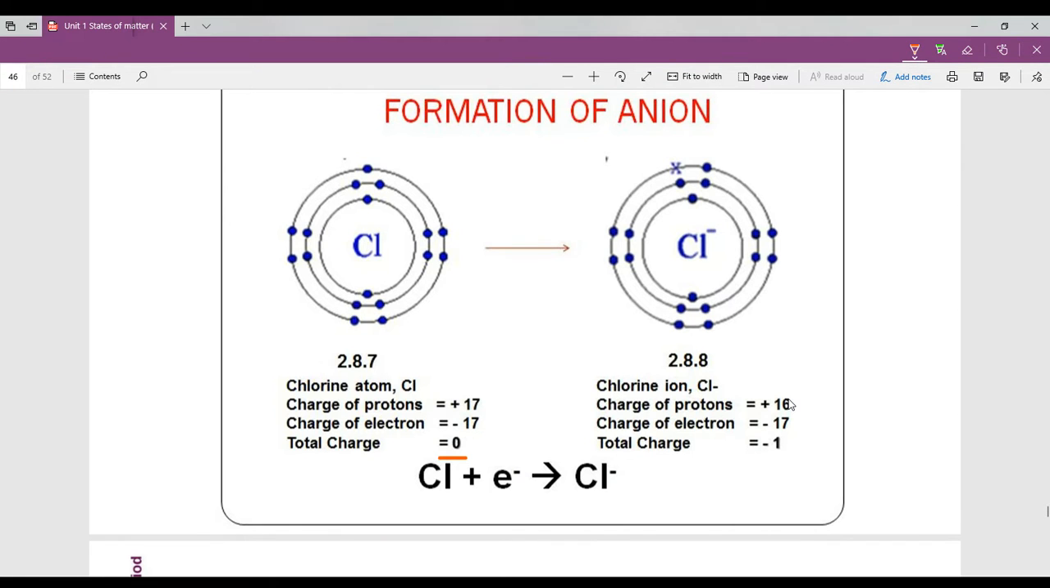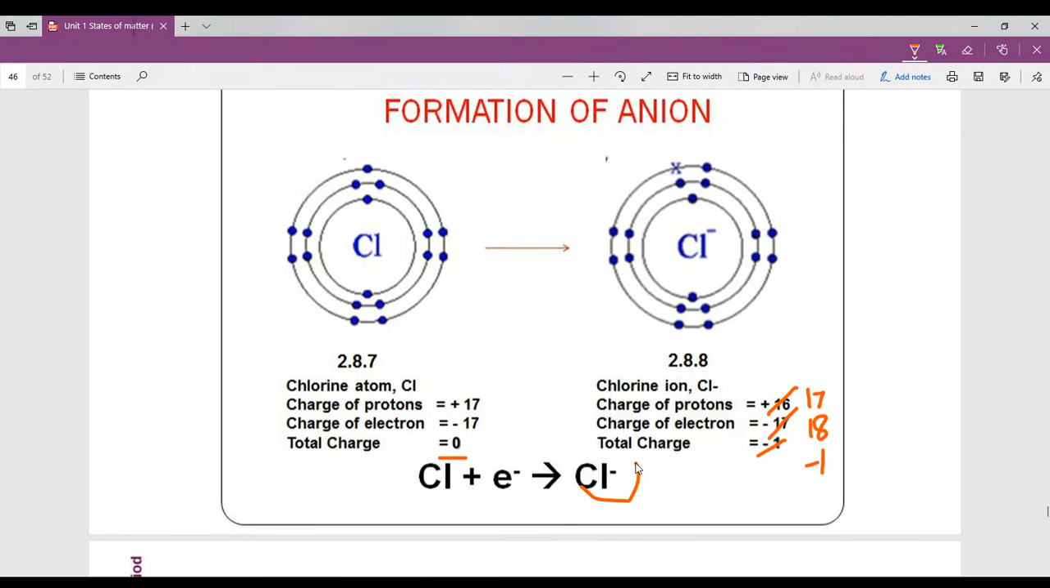Okay, so this slide is not quite right. Let's change this. The number of protons is still 17. The number of electrons you can count: you have 18 total. So you have 17 positive and 18 negative, so the net charge will be negative 1.